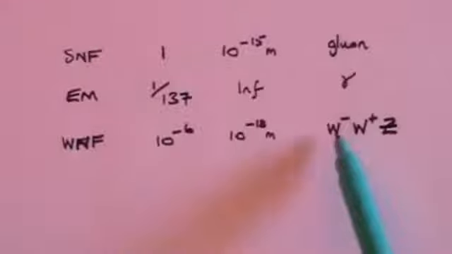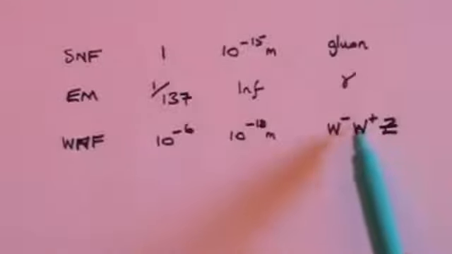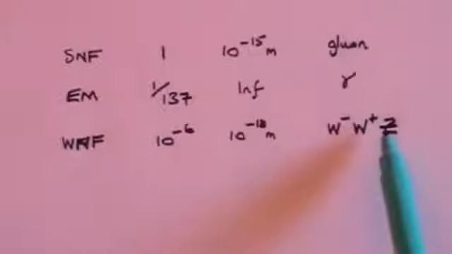The W minus is the gauge boson that carries away a negative charge. The W plus is the gauge boson that carries away a positive charge. The Z is neutral, so you have a Z gauge boson wherever you have neutral particles interacting, and that would, for example, be the neutral neutrinos.